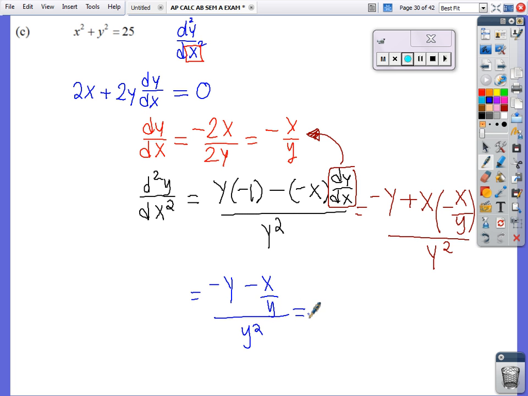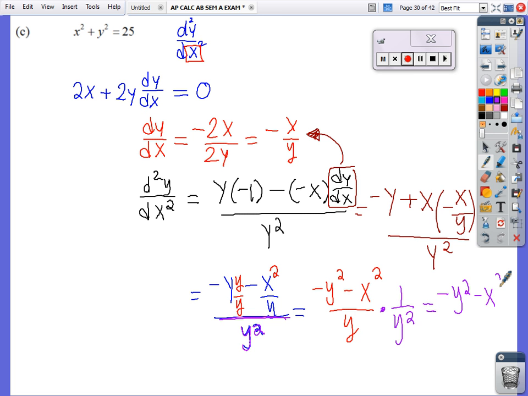I'm going to get a common denominator in the numerator. I'm going to multiply this term by y over y, so I get negative y squared. Oopsie, I forgot my squared over my x, minus x squared over y, and instead of dividing by y squared, I'm going to multiply by 1 over y squared. So we end up with negative y squared minus x squared all over y cubed.